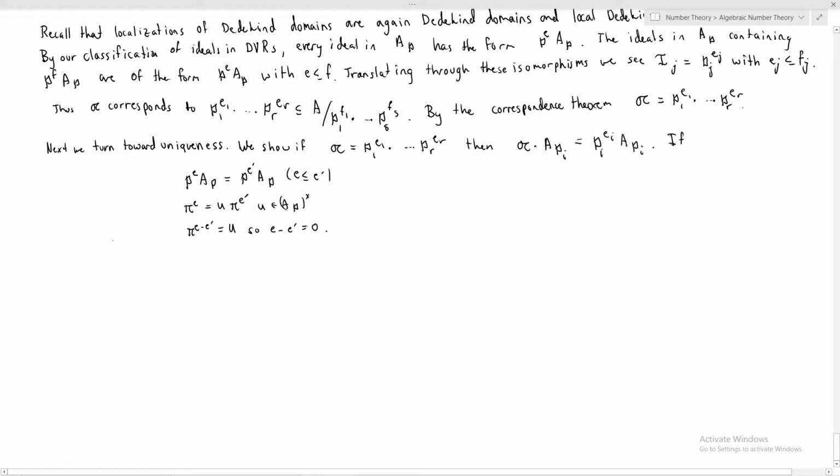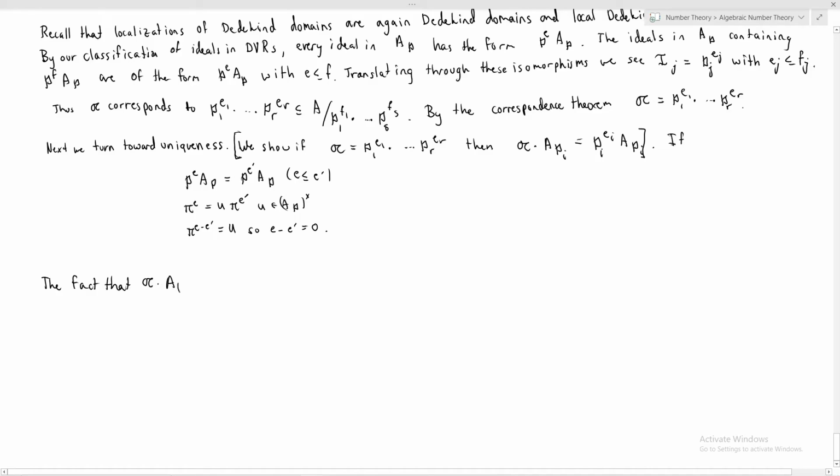So it suffices to show this claim. Okay, now how do we do that? Well, one inclusion is pretty clear, the other inclusion is a little bit more work.